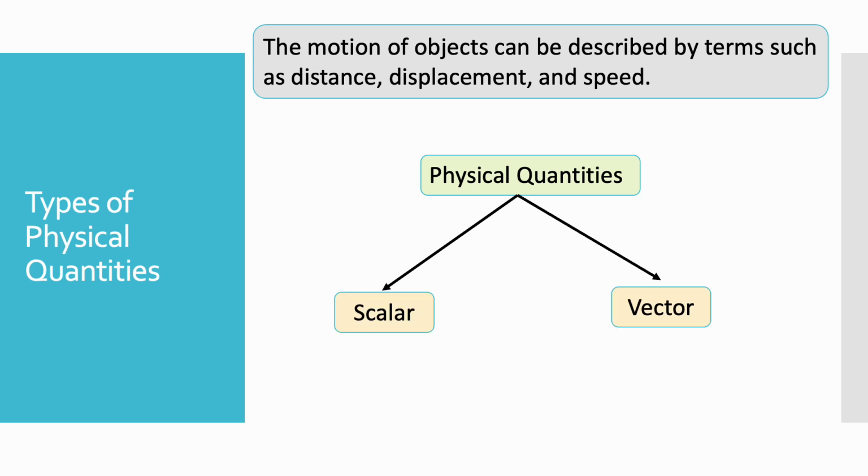Scalars have only magnitude, while vectors have both magnitude and direction. Examples include distance and speed for scalars and displacement and velocity for vectors. Understanding the difference is crucial because motion is often influenced by how much and in which direction.